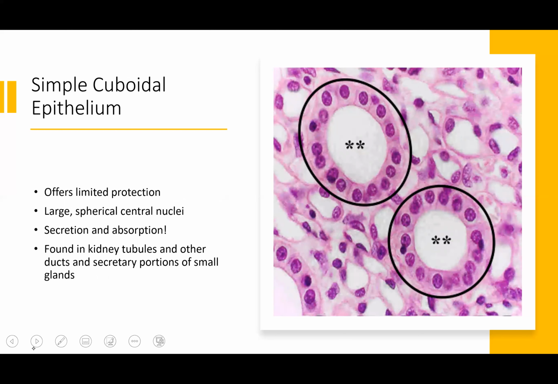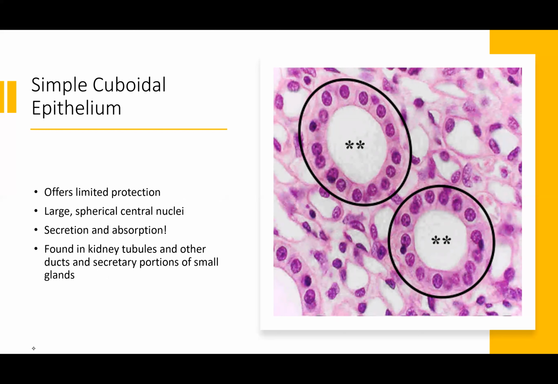Okay, next up is simple cuboidal. So now we're moving on to cuboidal. We'll notice that the shape of the cells themselves have changed into these little boxes, and they have those large round nuclei that are pretty much in the middle of the cells, if you're looking at the picture on the screen. So that's a good thing to remember, is to look at the nuclei, especially when determining between cuboidal and columnar, but we will get there.